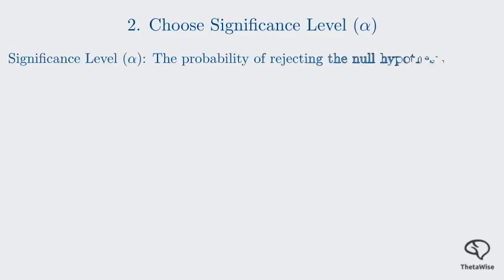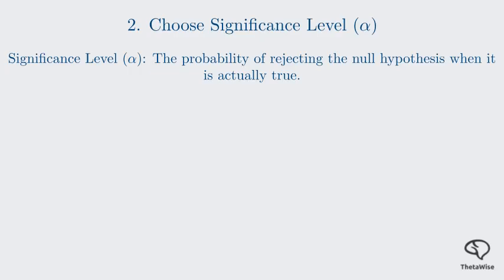The next step is to set our significance level. This is a predetermined threshold that helps us decide whether to reject the null hypothesis. It's denoted by the Greek letter alpha. The significance level, alpha, represents the probability of making a specific type of error, which we'll discuss shortly. It's the maximum risk of error we are willing to accept.